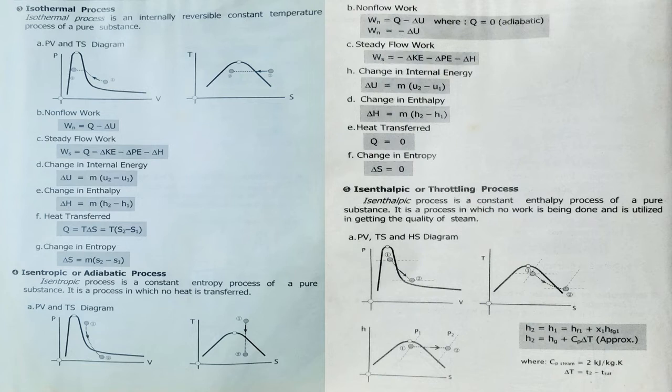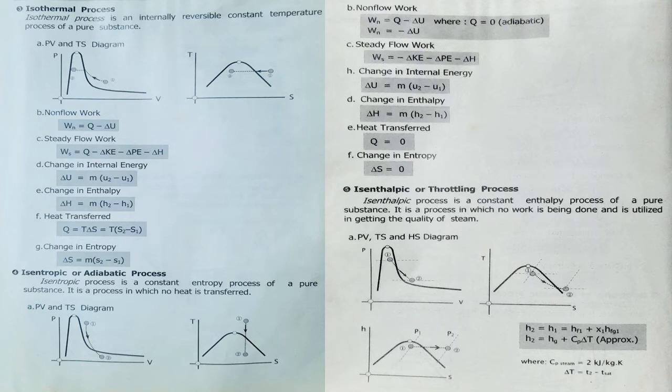Isothermal process. Isothermal process is an internally reversible constant temperature process of pure substance. Okay? Your PV and TS diagram from state 1 to state 2. Look at it. Superheated to vapor. Superheated to mixture. So, non-flow work mo, heat minus change in internal energy. Steady flow work mo is equal to heat minus kinetic energy minus potential energy minus your change in enthalpy.